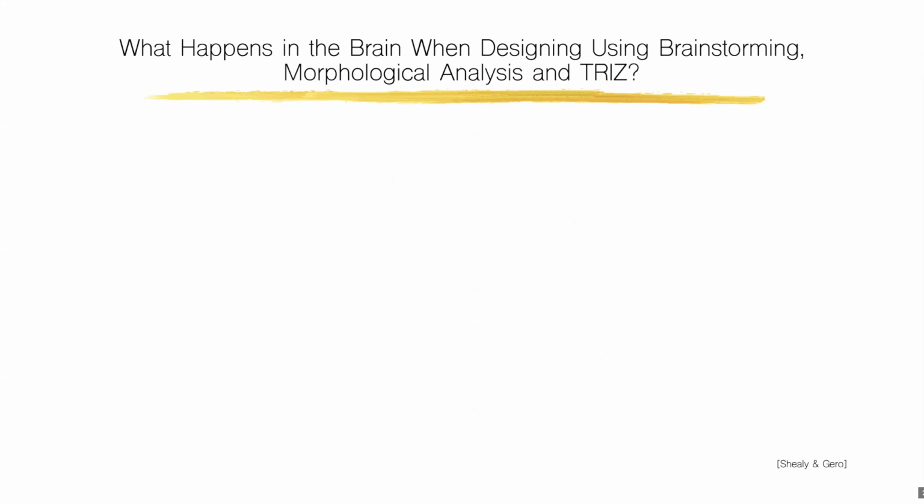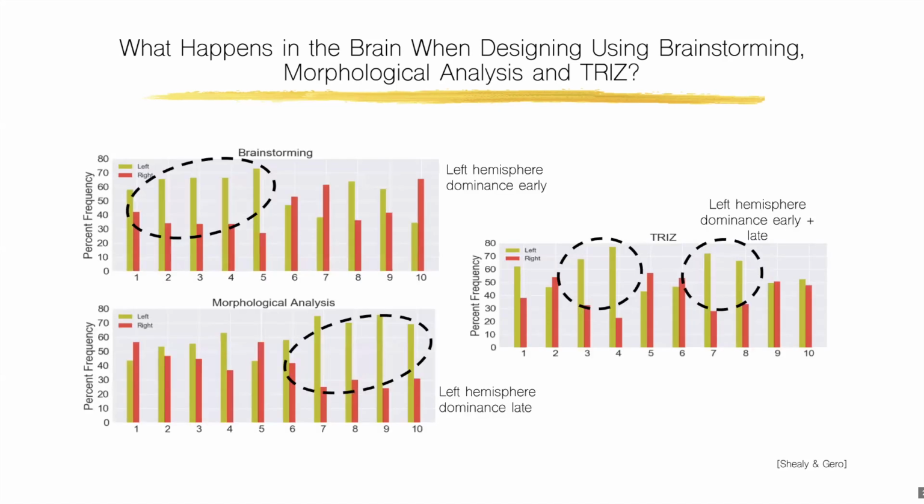And then with Trip Shealy, we were looking at what happens when you get people to design using different concept generation techniques. And we looked at brainstorming, morphological analysis, and TRIZ. And here are some results from using an fNIRS cap, functional near infrared spectroscopy. The previous work was using EEG. And what we're showing here initially is simply the distribution of activations in the hemispheres, left and right.